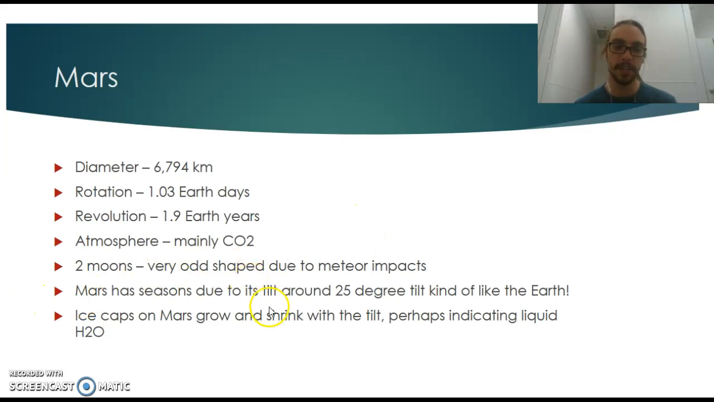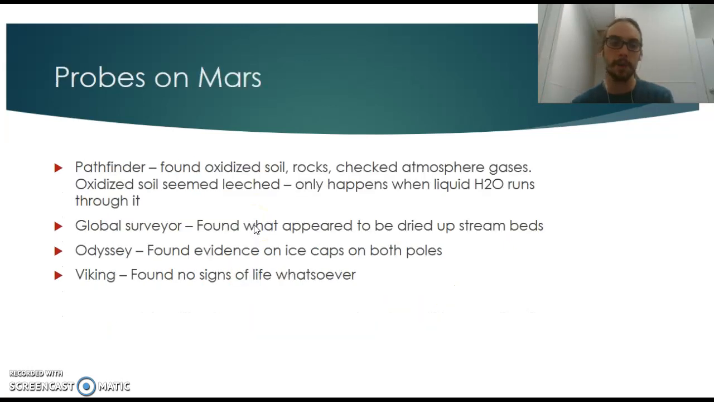Mars has seasons just like the Earth, and that's due to its tilt around 25 degrees. So it's kind of like Earth. Earth has a 23.5 degree tilt on its axis, so Mars is probably like that. So it has seasons, and the tilt is the reason for seasons. We should know that already. And on Mars, we have found that ice caps grow on it. They shrink with the tilt towards the sun, and then they expand with the tilt away from the sun during seasons. So that perhaps indicates that there is a possibility for liquid water on Mars.